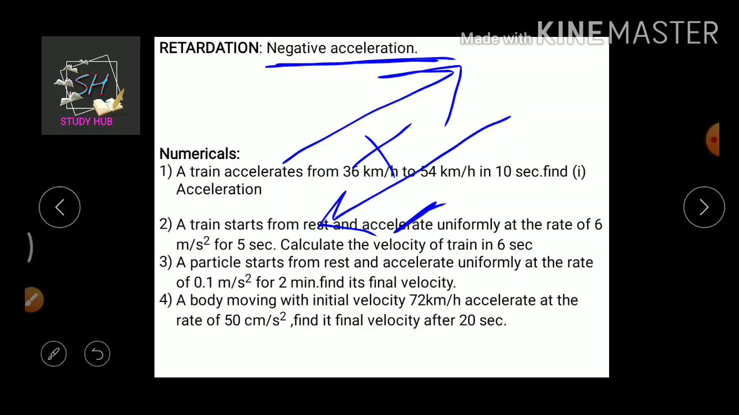But to understand what retardation is, let's take an example. Suppose when we brake our cycle or our bike or our car, then after some time it comes to rest. That means its speed is continuously decreasing till it stops. That means here the acceleration is negative acceleration. Speed is not increasing, speed is decreasing here. So it is a case of retardation, that means negative acceleration.